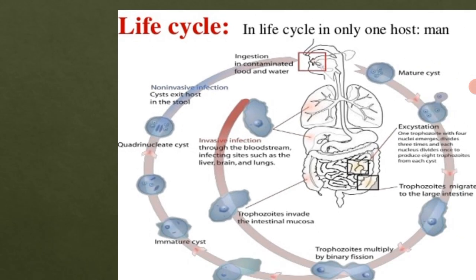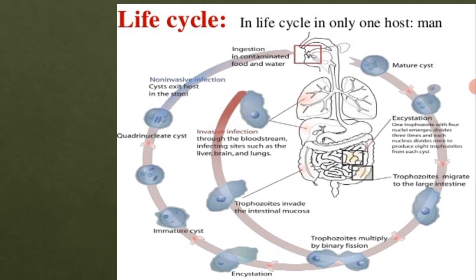So we can say it has only one host. First the mature cyst will enter. From the mature cyst, one trophozoite will separate out. That trophozoite will then be divided into two parts, invasive and non-invasive infection. Invasive infection will be in the liver, brain, and lungs. Then one of the trophozoites, by binary fission, will enter into the non-invasive infection.